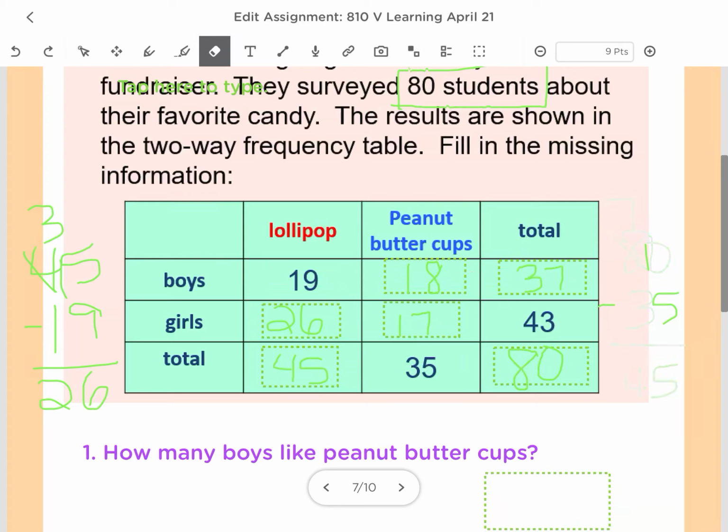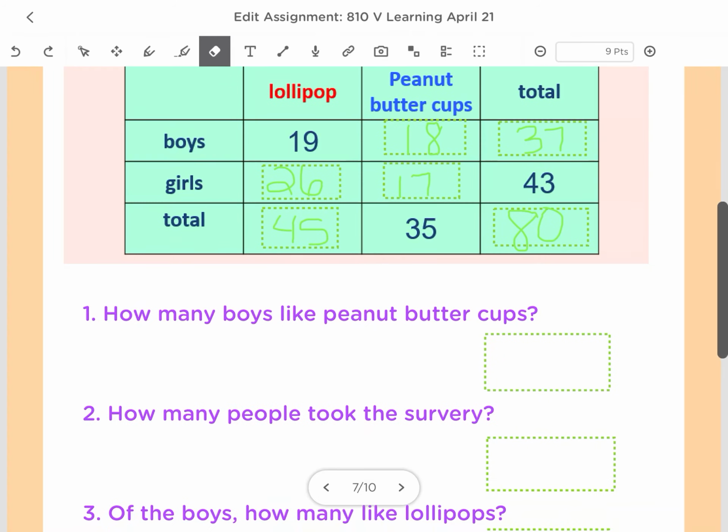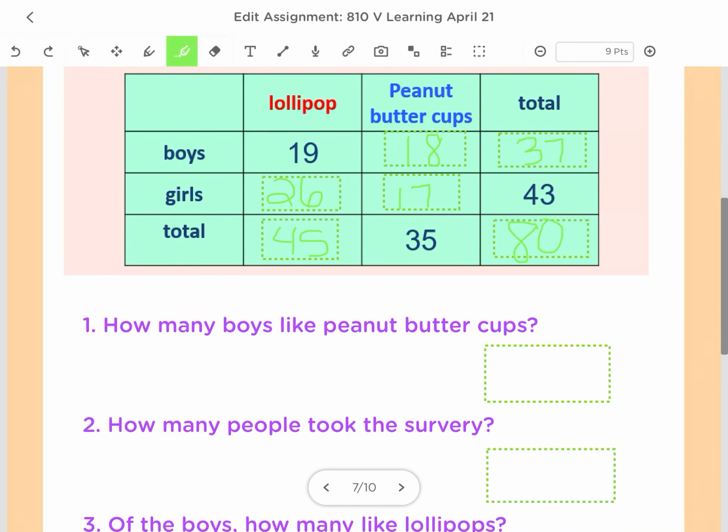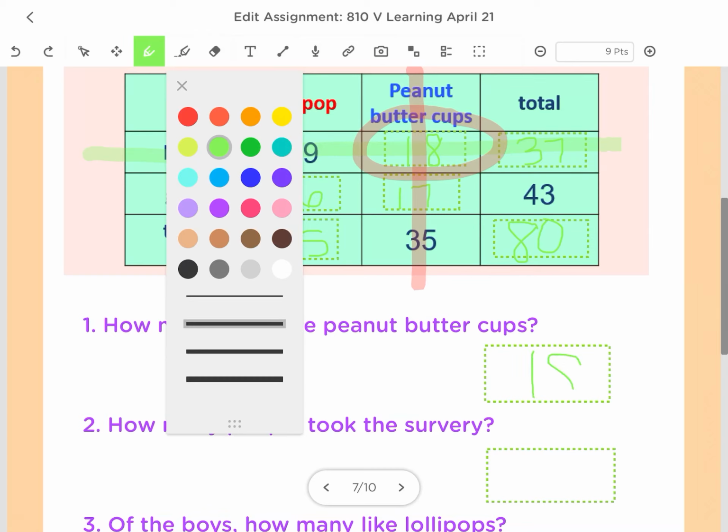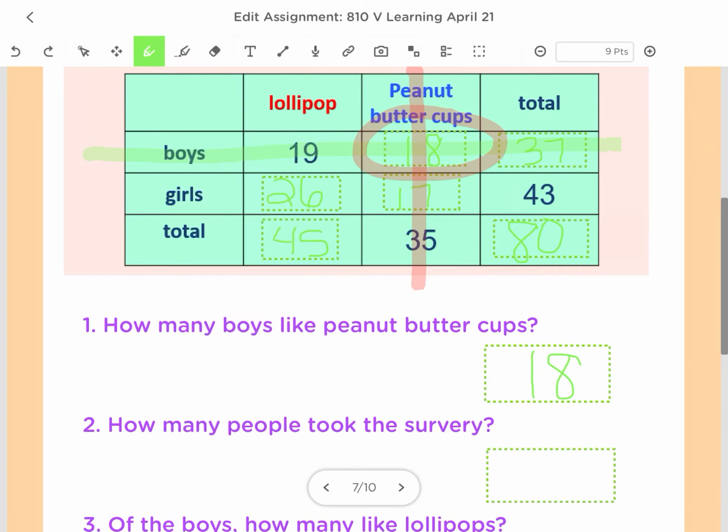So now I'm going to answer these 3 questions about the table. The first question asks you to figure out how many boys like peanut butter cups. So I'm going to find the boys row and the peanut butter cup column, and I'm going to see where they intersect. They intersect right here. So there are 18 boys that like peanut butter cups.